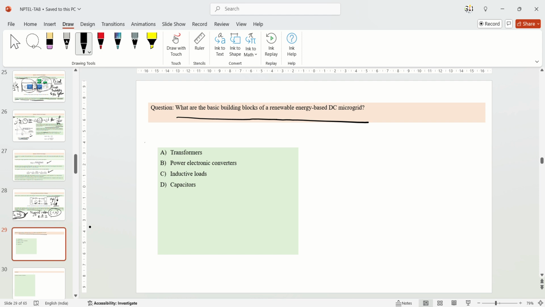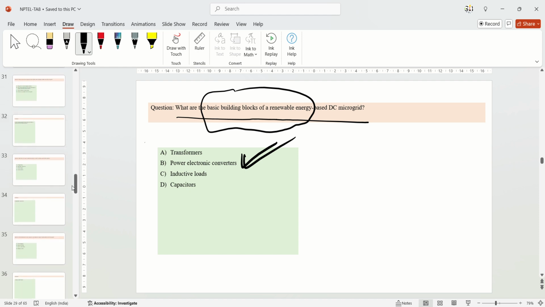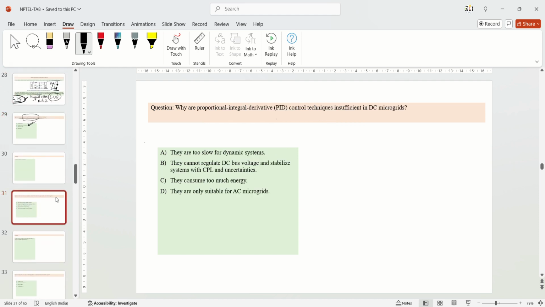Okay, let me give the solution for this. What are the major building blocks of the renewable energy based DC microgrid? That is the power electronic converter. Okay, a basic question that is basically understood by yourself.